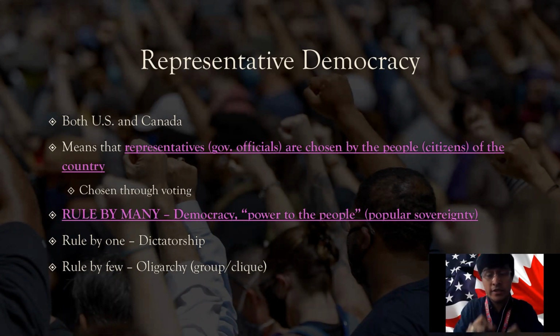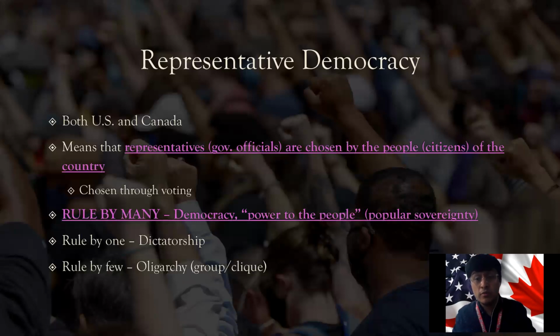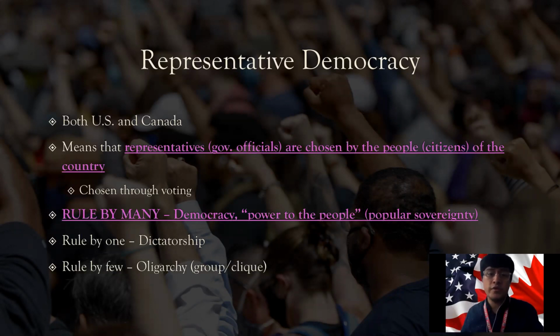Not just a democracy, it's a representative democracy. What this means is that the representatives or government officials that we elect are chosen by the people, so the citizens of the country, of both the United States and Canada. Remember, the process by which we choose these representatives is called voting.